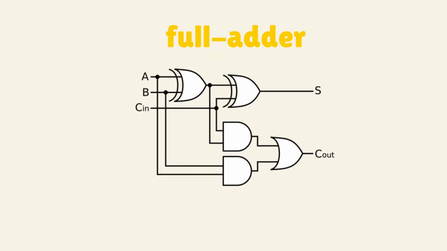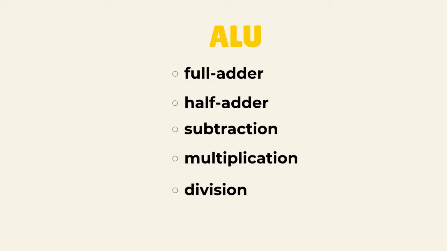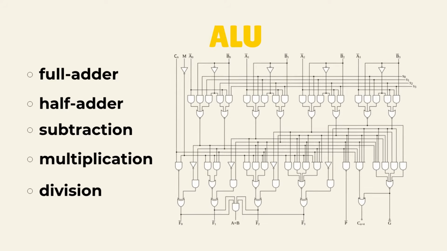If we combine two half adders and add an OR gate, we get a full adder. Unlike the half adder, a full adder can not only calculate the sum of two 1-bit binary numbers, but also accept a carry signal from the previous bit, enabling multi-bit binary addition. When we combine thousands of such full adders and half adders, along with logic gate circuits for subtraction, multiplication, and division, we can form the computer's arithmetic logic unit. This is the computational core of the CPU. All mathematical operations and logical comparisons rely on it.